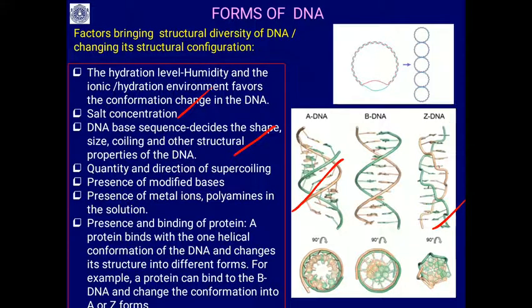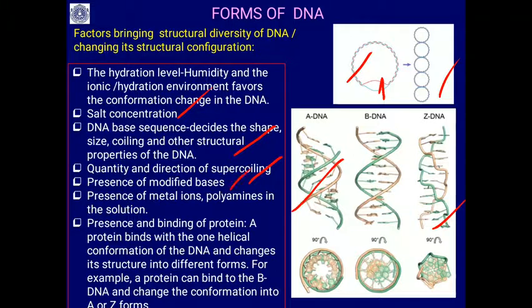The base sequence also decides the shape, size, coiling pattern and structural properties of the DNA. Then the quantity and direction of the supercoiling. So you can see the two strands opened up, and this is a double helical structure, and it is supercoiled you will find. So this also affects the form of DNA.